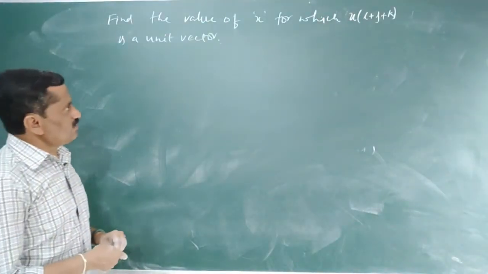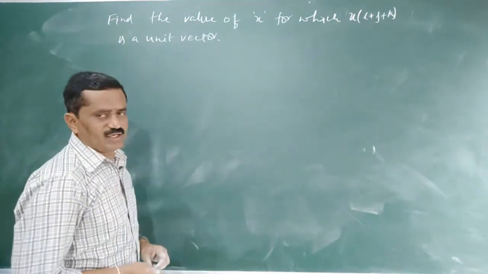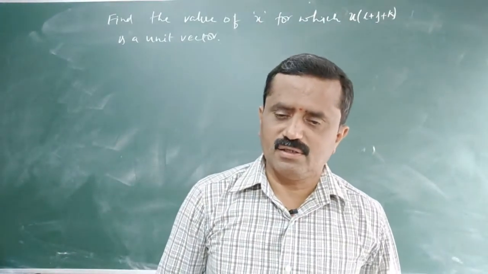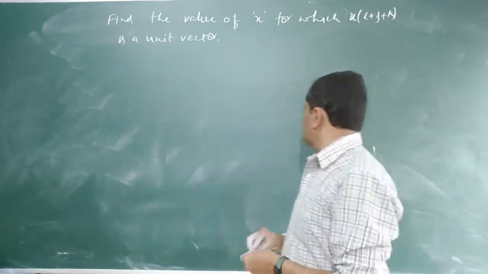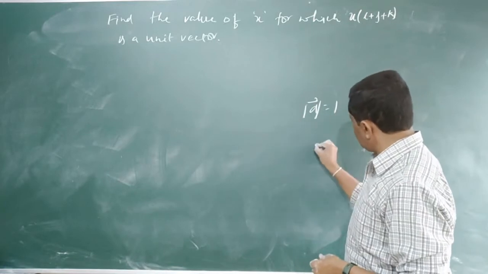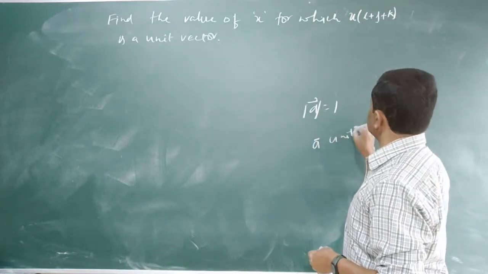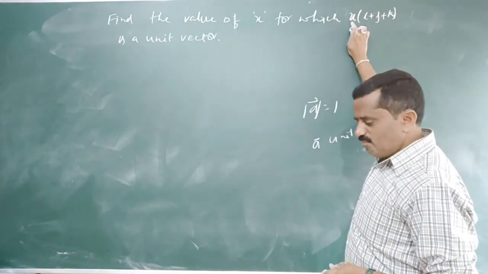Next, find the value of x for which x of i plus j plus k is a unit vector. We know the definition of a unit vector: a vector whose magnitude is unity. That means the magnitude of the vector is equal to 1, then we say that the vector A is a unit vector. He has given this vector is a unit vector. Therefore apply magnitude.